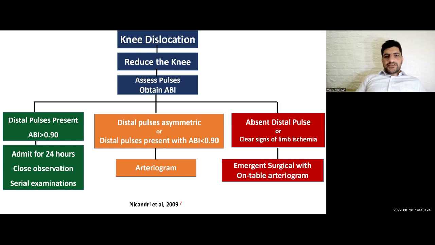This is the algorithm for knee dislocation: reduce the knee, assess pulses, obtain ankle brachial index. Ankle brachial index more than 0.9, admit for 24-hour close observation, serial examination. If distal pulse asymmetric, or distal pulse present with ankle brachial index below 0.9, arteriogram. If absent pulse with clear signs of ischemia, emergent surgical exploration with on-table arteriogram.